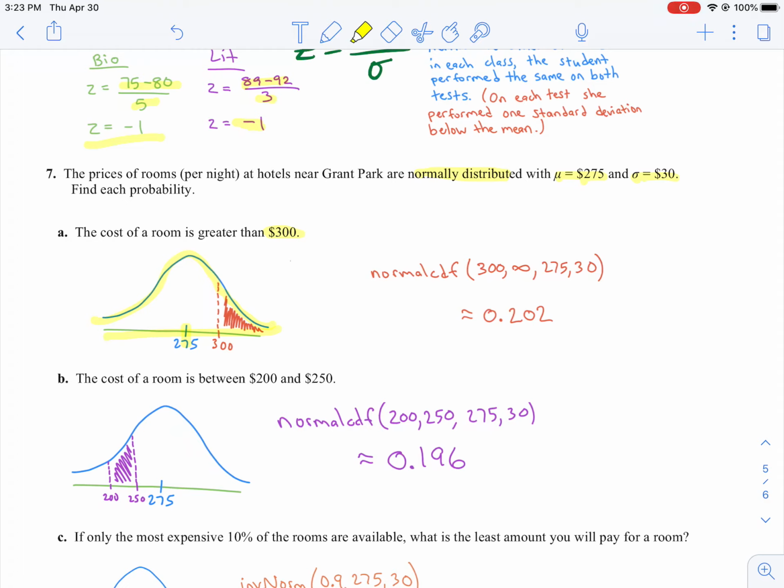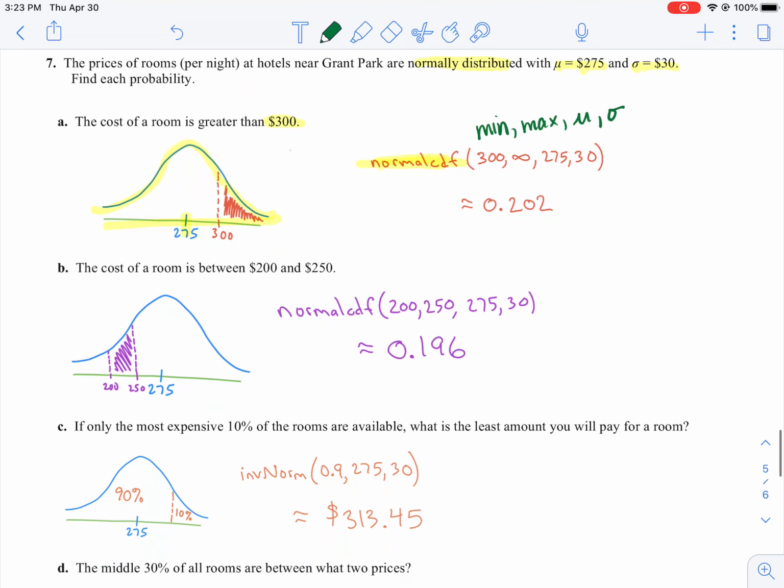If I press second vars, and I'm going to go to normal CDF. We always use normal CDF. We never use normal PDF. Normal CDF, and then it'll tell you what values to enter. If it doesn't, you're going to enter the minimum, the maximum, the mean, and the standard deviation on there. If I do that, 20.2% of the rooms cost greater than $300.